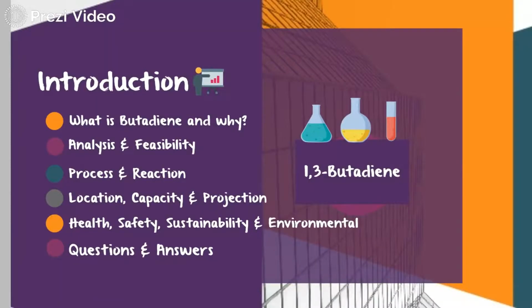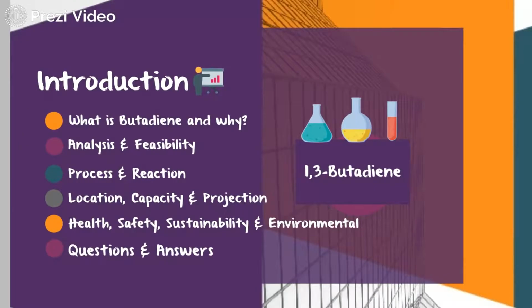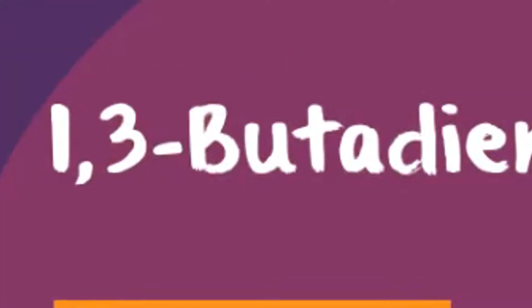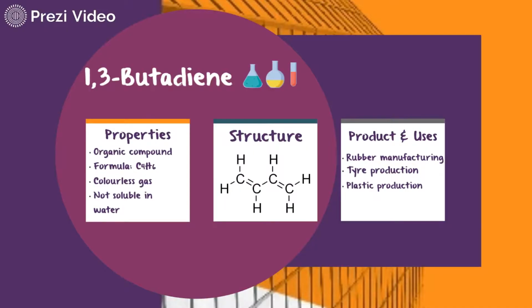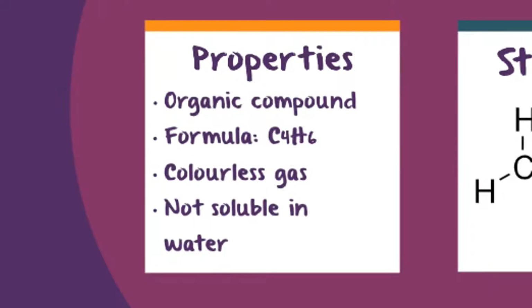As you can see here, cars need tires, and sport cars use more tires. So we're not going to make tires, we're going to up our game and sell the thing that makes tires. Hence, butadiene, 1,3-butadiene to be exact. Butadiene is an organic compound, a colorless gas, and not soluble in water. Well, in normal temperature, that is.